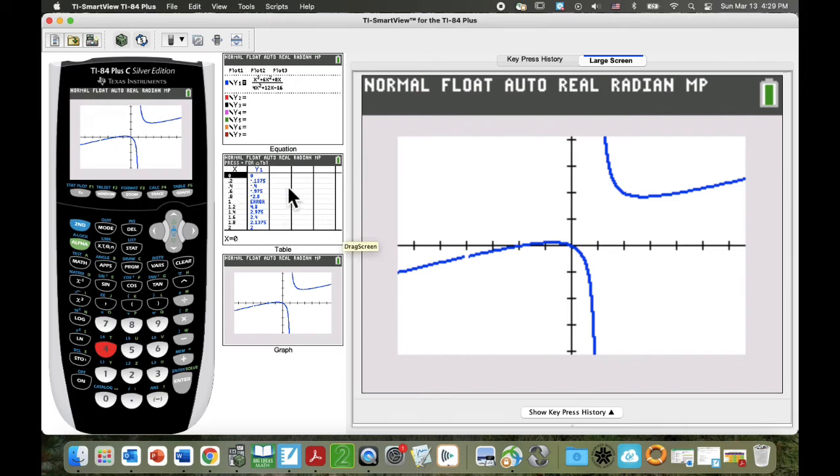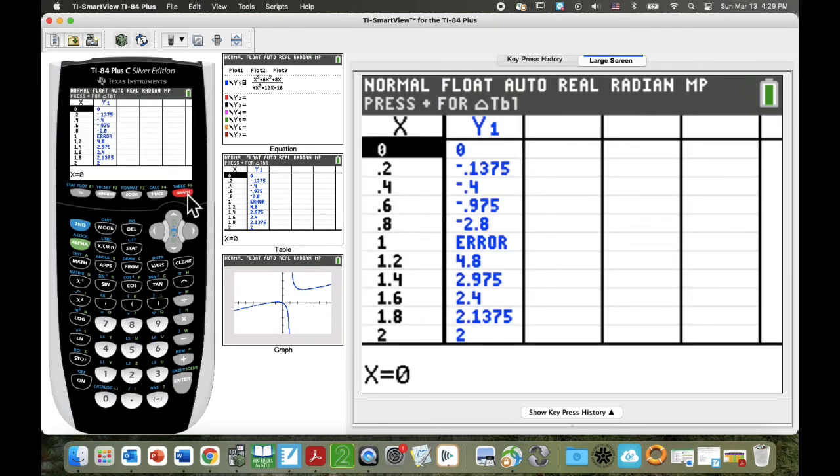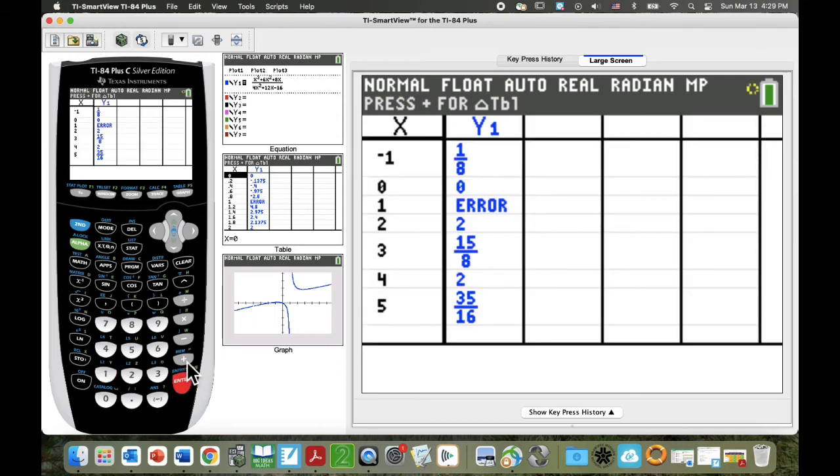I'm going to show you also my table. Right now I don't like how my table is set up, and it says press plus for change in table. So actually let me go into the table first. I'm going to go into second table. Here's my table. And then again, it says press plus for change in table. So I'm going to press plus, and I want to change by just 1, not 0.2, not anything weird, just 1. And I hit enter.